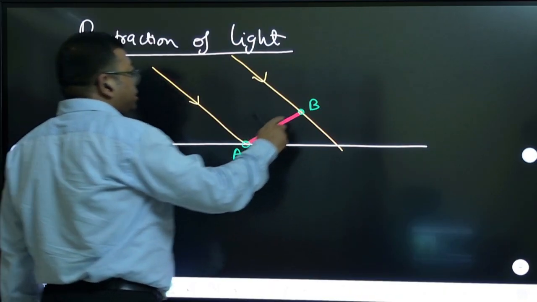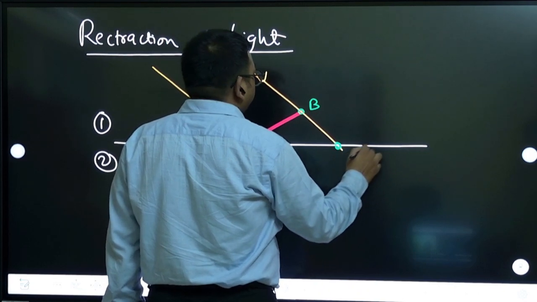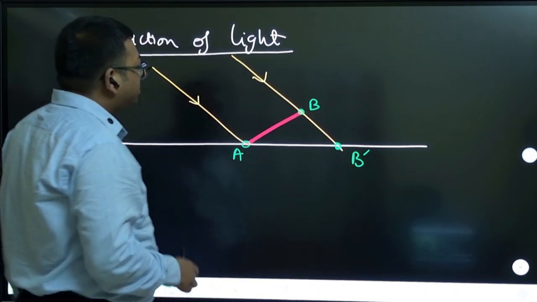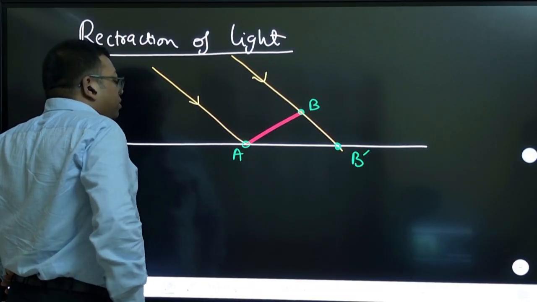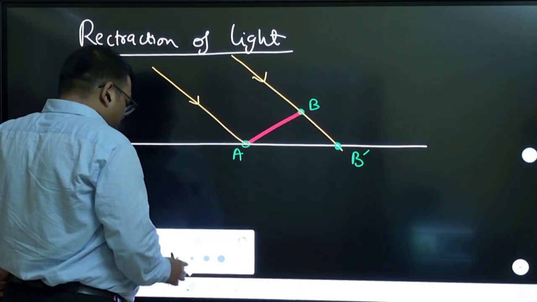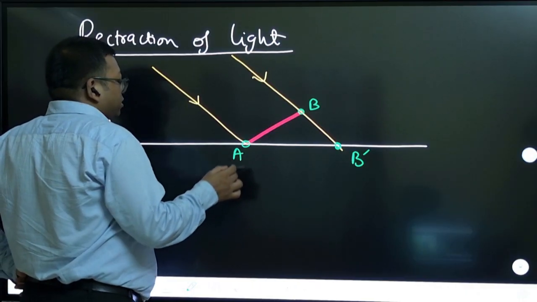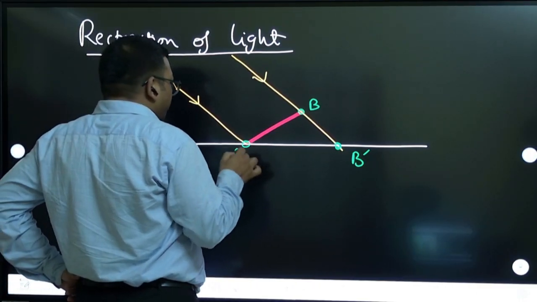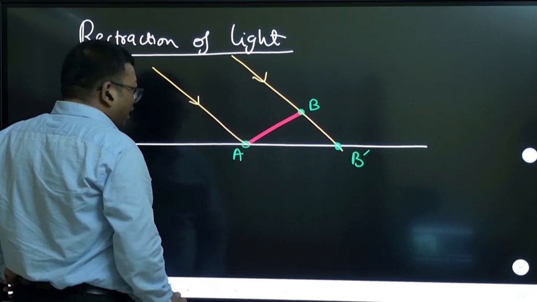Now here what happens: by the time B reaches B dash, because the wave will reach from B to B dash, by that time A will start giving its own wavefront. Of course, this point behaves like a sphere, right? It will produce a spherical wavefront. But let me first draw the ray so that I can clearly draw.